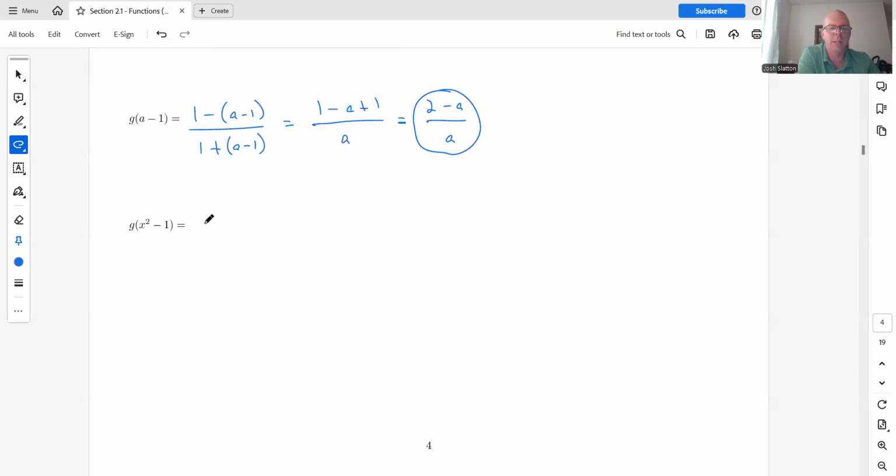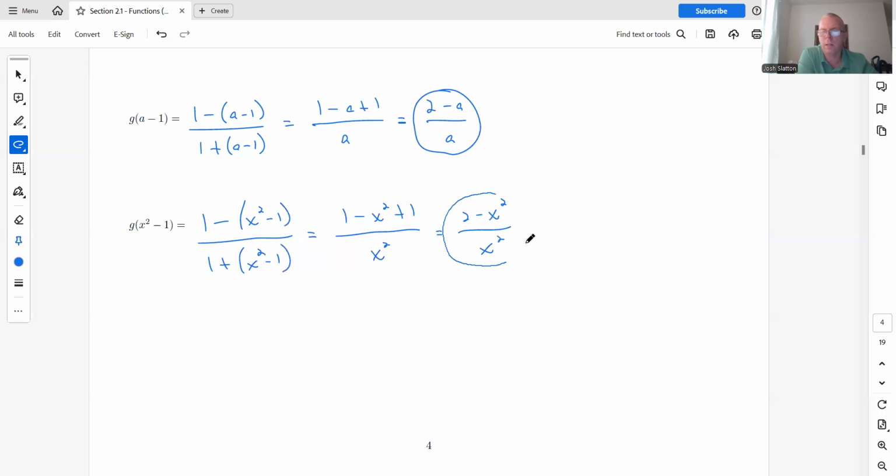Now we have G of x squared minus 1. So 1 minus x, we're going to plug in x squared minus 1 for that x, over 1 plus x, and we're going to plug in x squared minus 1 for that x. And so now we pretty much get the same thing. A and x squared are basically just substituting in for each other there. So 1 minus x squared plus 1, and then on bottom, the 1's are going to cancel out again, and we just have x squared. And then we get 2 minus x squared over x squared. And then there is our answer for that one.